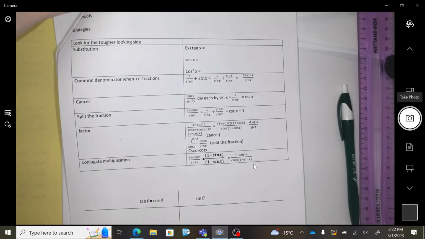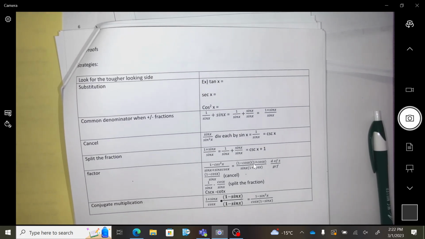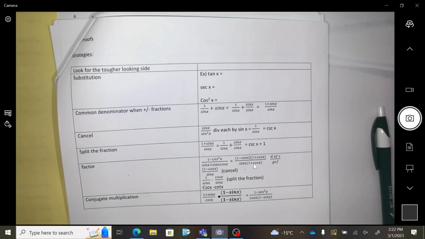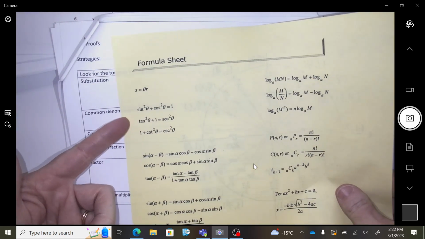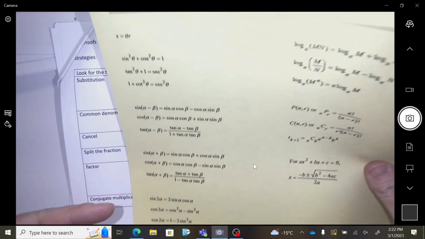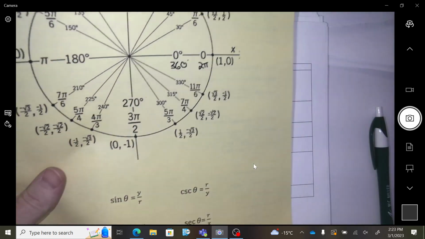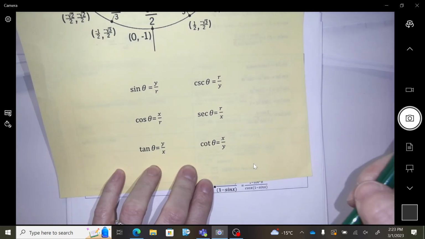Okay, trig proofs. I have some strategies for us here with algebra. A first strategy with trig proofs is substitutions. We have a bunch of substitutions here and a bunch of substitutions here, like that kind of stuff. I also want you to write on this side, let's write this down.